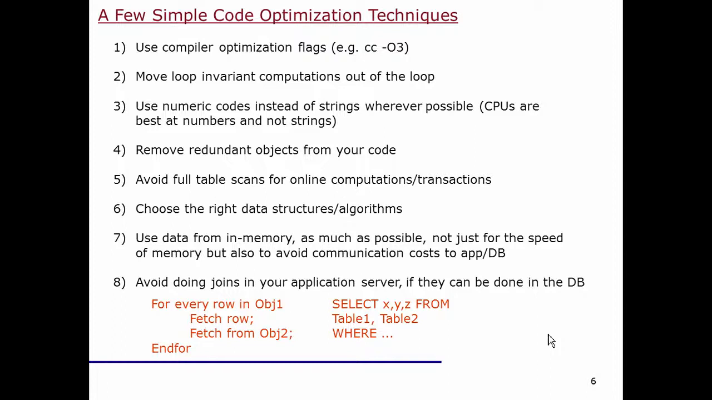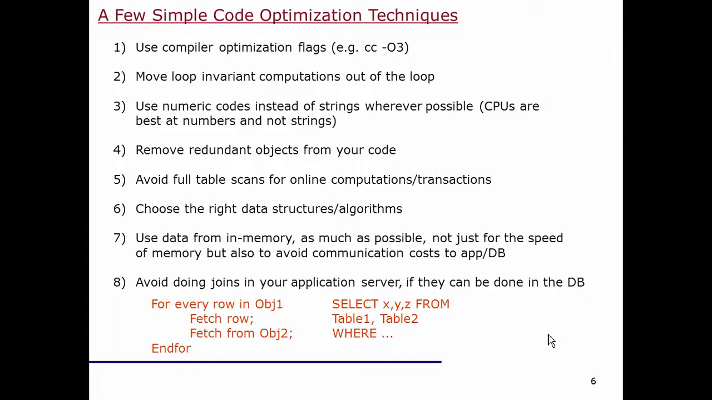Very often performance goes for a toss because of redundant objects that lie in the code. Not only do they take up a lot of memory, they can also waste a lot of cycles. When it comes to aspects dealing with database transactions, you should avoid full table scans and look at where you can have the right indexing structures, and for that purpose choose the right data structures and algorithms.